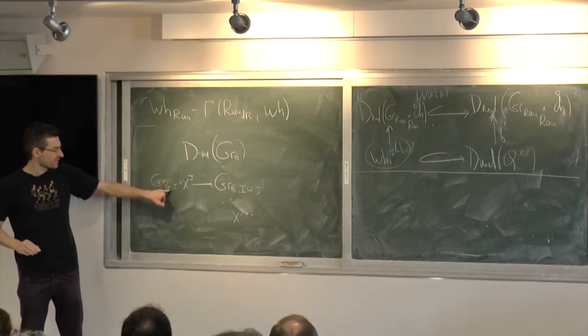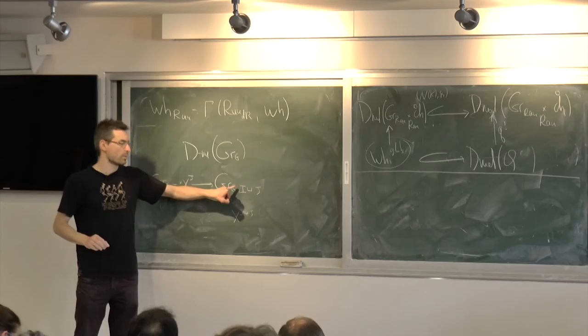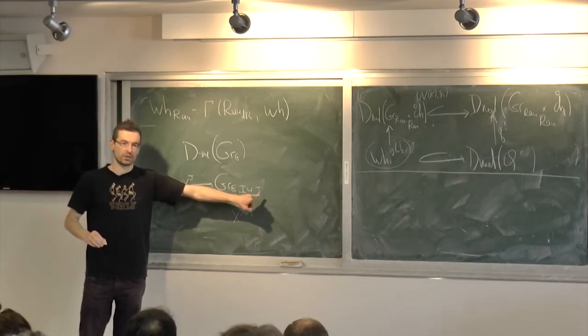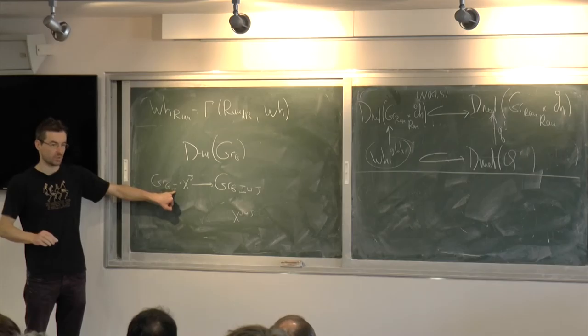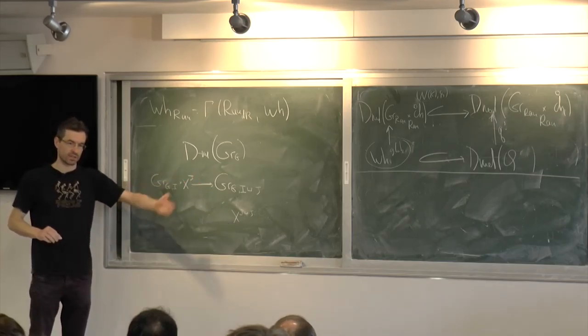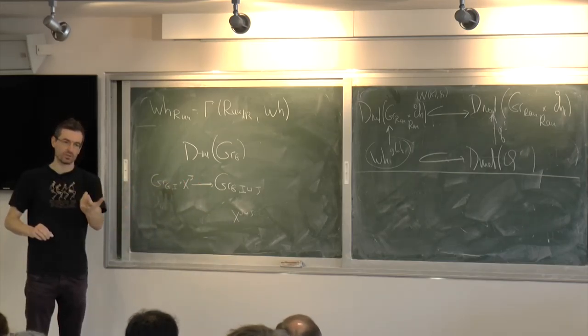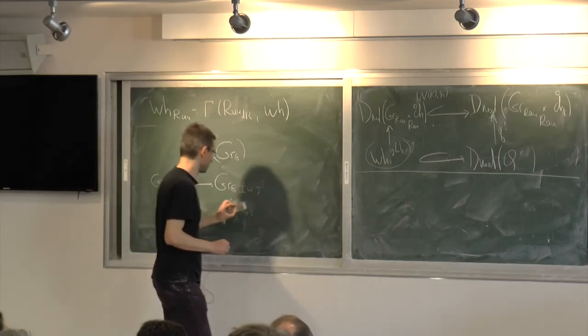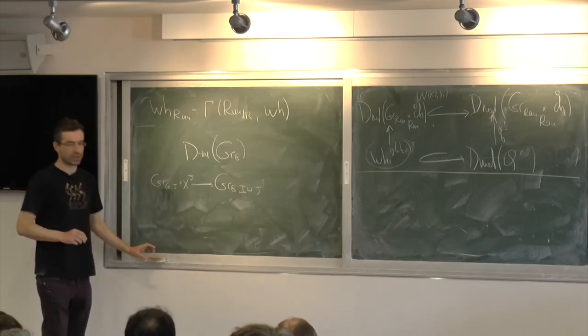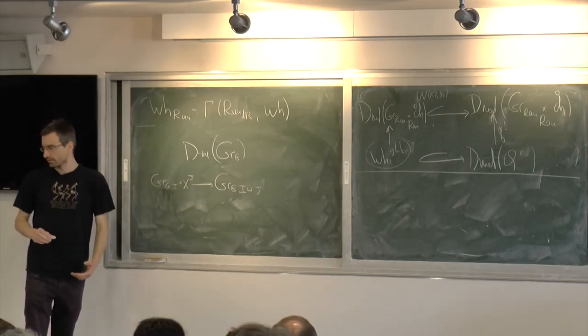So this classifies bundles equipped with a trivialization away from I union J, and this classifies bundles equipped with a trivialization away from I. In particular, if you have a trivialization away from I, you can extend the trivialization away from I union J. So it's the unit section. At these extra points I'm not doing anything. So this is what's called the unital structure on the factorization space, which is the affine Grassmannian.